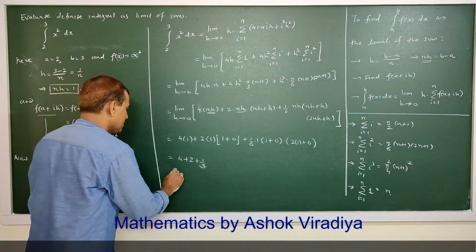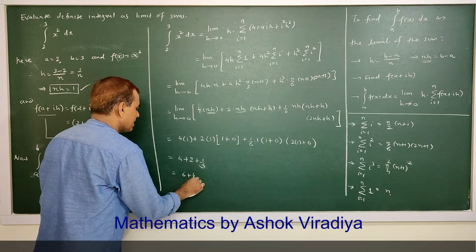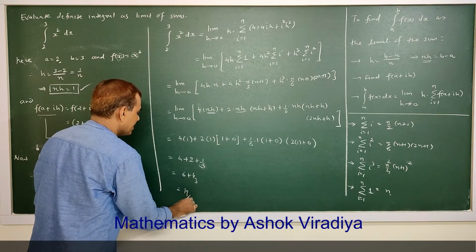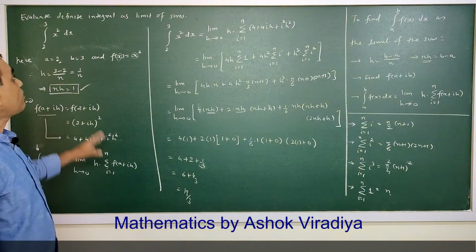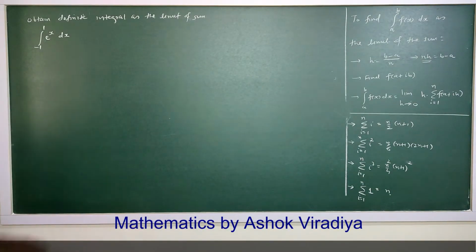So that is 4 plus 2, 6 plus 1 by 3, so 19 by 3. It is the required definite integral. Now see, again applying this formula here.